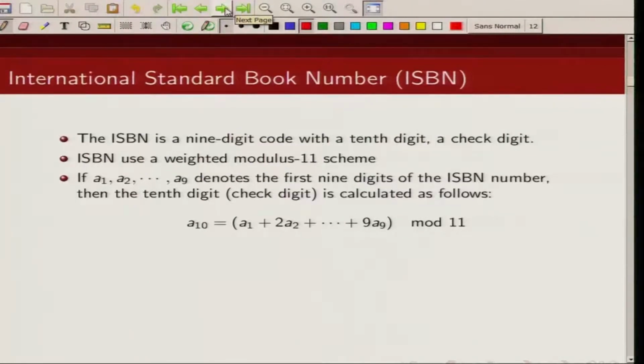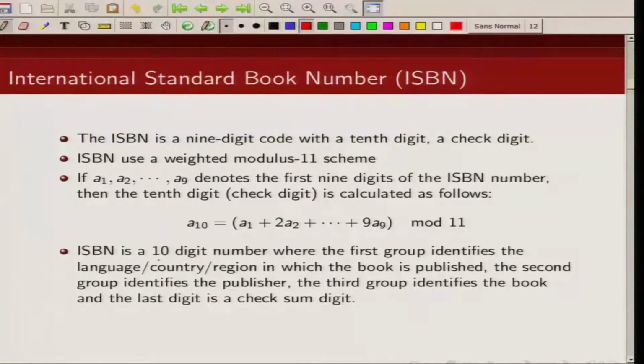So, let us denote the 9 digits of the ISBN number by A1, A2, A3 up to A9. Then the 10th digit is calculated as follows. A1 plus 2 times A2 plus 3 times A3 plus 4 times A4 up to 9 times A9, modulus 11, will give us the 10th digit. So, the 10th digit is actually a check digit.